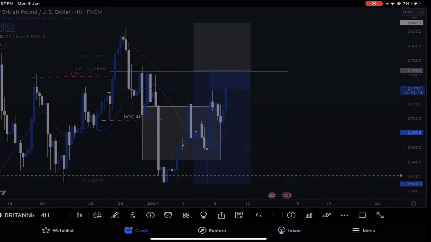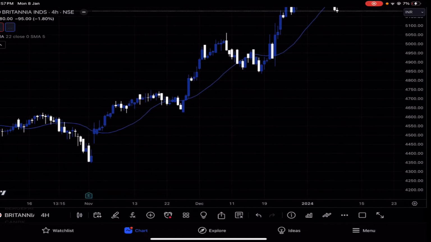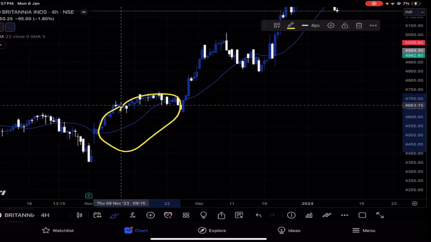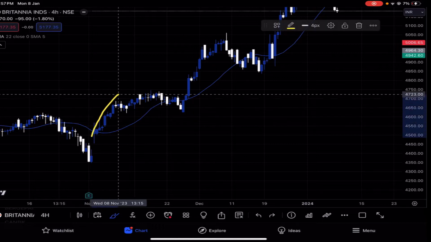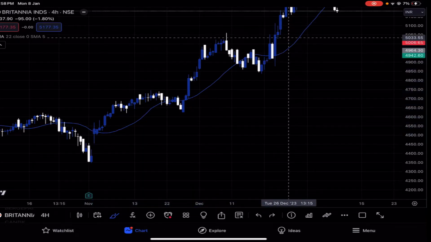I'm just picking out a random stock and we will see the slope of the moving average and we'll try to identify. So right now I have the 22 moving average. If you look at this part over here, we can see that the moving average is rising and the price has also been continuously rising. So how do we know that? Because my moving average is also rising.